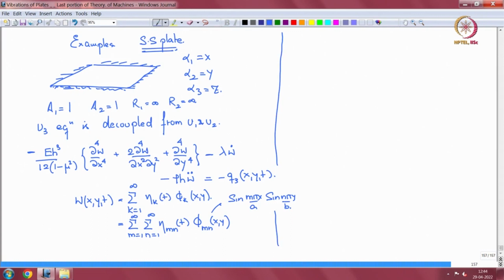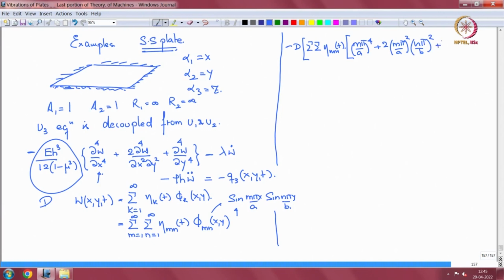So now if I go ahead and substitute this form into this, I get minus d, double sum eta mn of t, and m pi by a whole fourth plus twice m pi by a whole squared n pi by b whole squared plus n pi by b whole fourth, into phi mn.